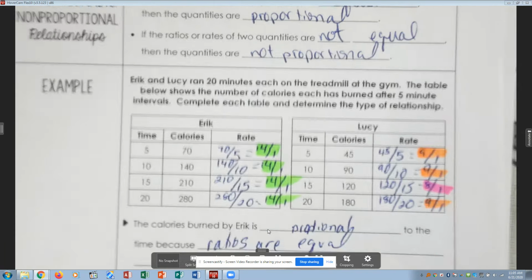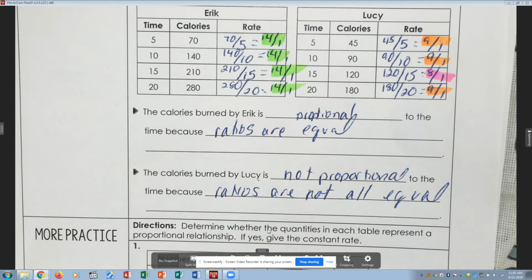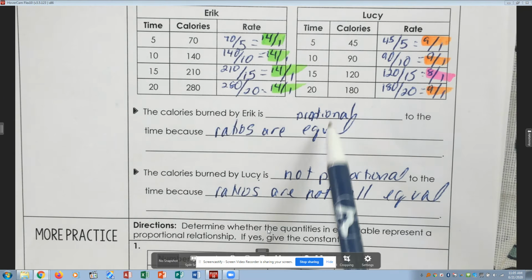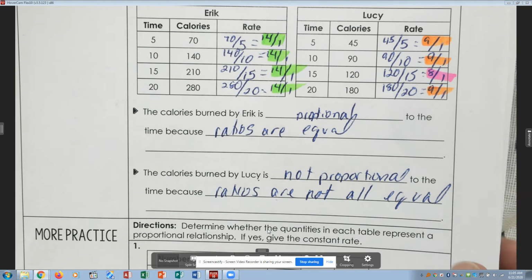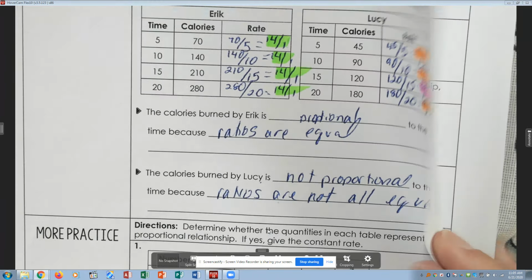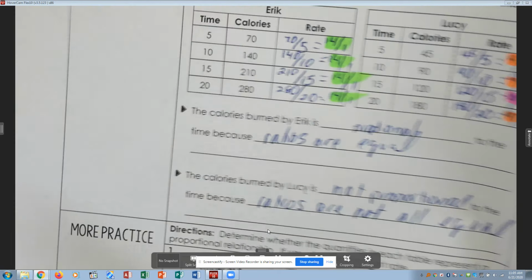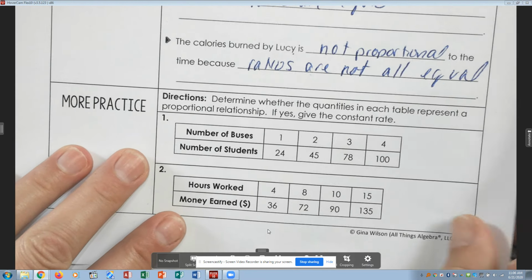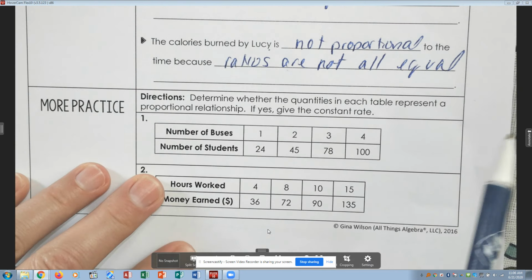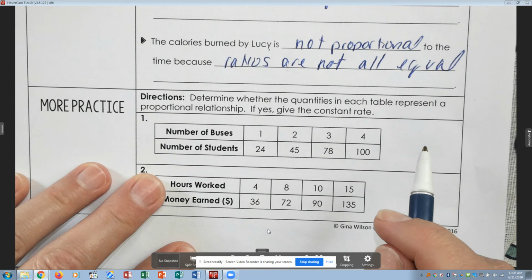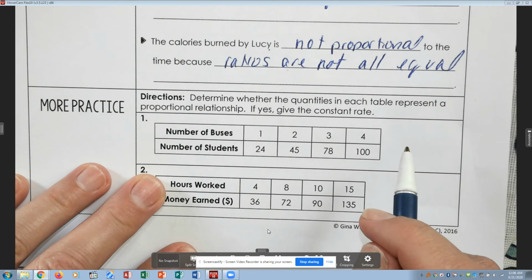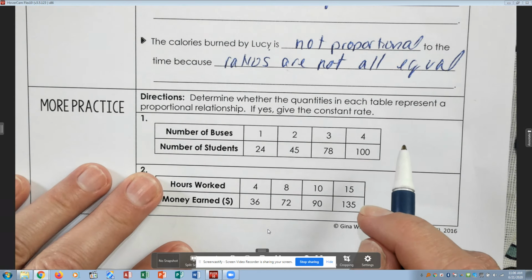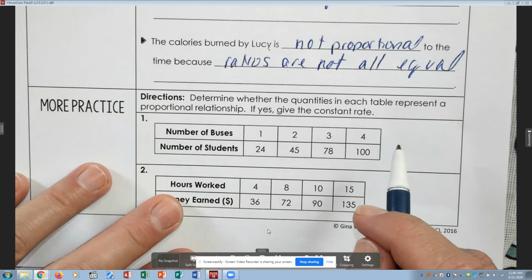Oh, you can't see what I'm doing. There we go. Okay, so please answer these questions here. What you guys are going to do, I'm going to help you out with the very first one here. You need to determine whether the quantities in each table represent a proportional relationship. If yes, give the constant rate.